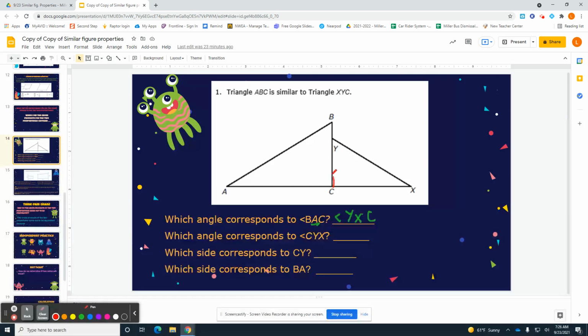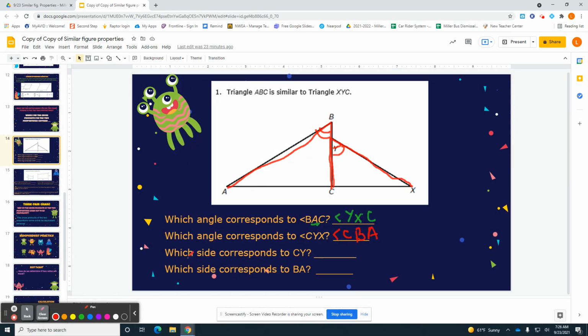So basically, we want to know which one corresponds with Y. CYX. So now I'm going to do this on the bigger one. It's going to be CBA. So that means that Y and B correspond. So we have to write it in the same order we started. We went to C, then we went to B, and then we came down to A, CBA. Okay?